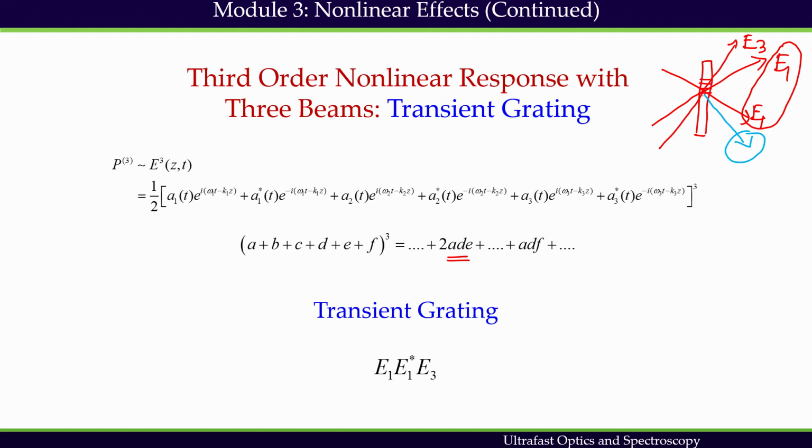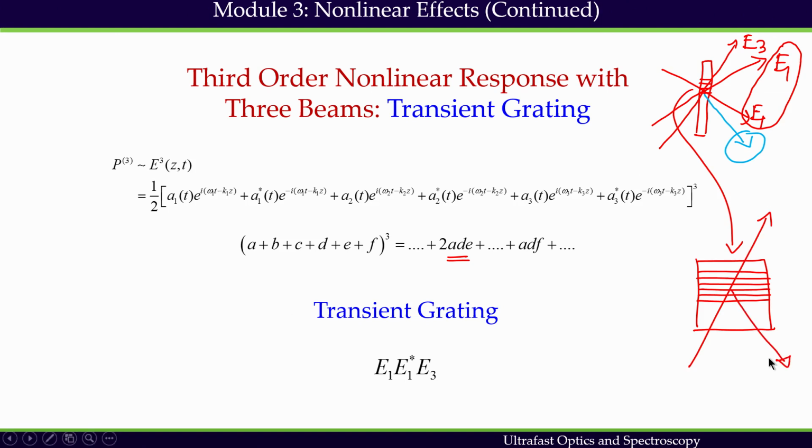In the medium, if we magnify this region, we'll see that transiently we create a grating like this. And due to this grating, now I have E3 coming, and this E3 is getting Bragg diffracted this way. Part of this beam will be Bragg diffracted. So this diffraction occurs due to the transient grating created by the 2 identical laser beams.